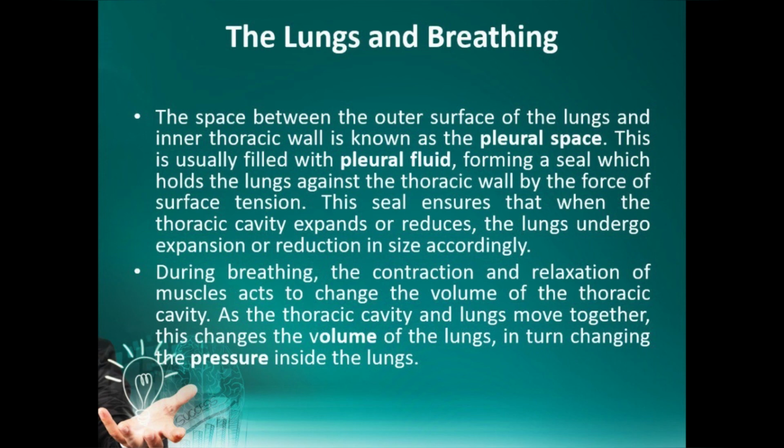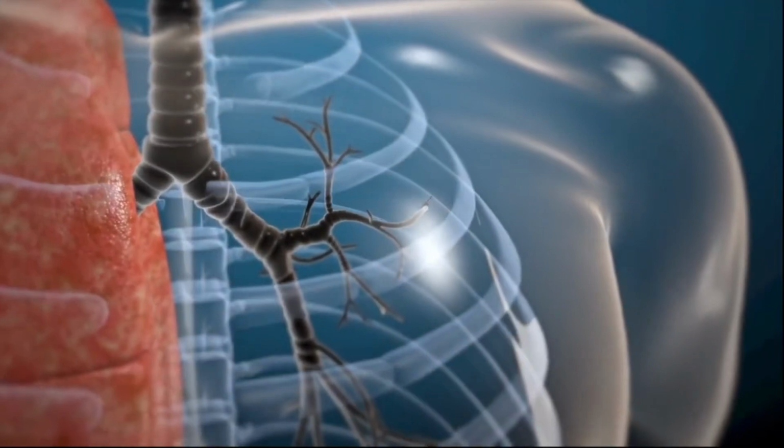The lungs and breathing. The space between the outer surface of the lungs and inner thoracic wall is known as the pleural space. This is usually filled with pleural fluid, forming a seal which holds the lungs against the thoracic wall by the force of surface tension. This seal ensures that when the thoracic cavity expands or reduces, the lungs undergo expansion or reduction in size accordingly.